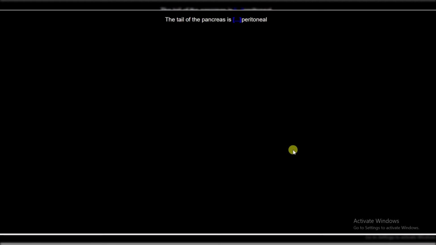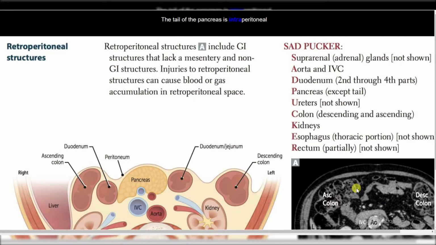The tail of the pancreas is which type, intraperitoneal or retroperitoneal? So the answer is intraperitoneal. You have to remember the structures which are retroperitoneal. Retroperitoneal structures include GI structures that lack a mesentery and non-GI structures, right? Injury to a retroperitoneal structure can cause bleeding, and blood or gas accumulation in the retroperitoneum.